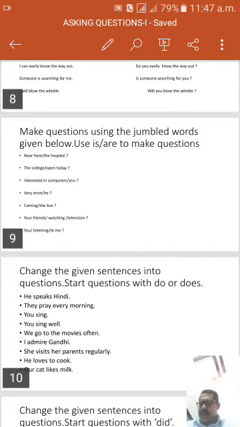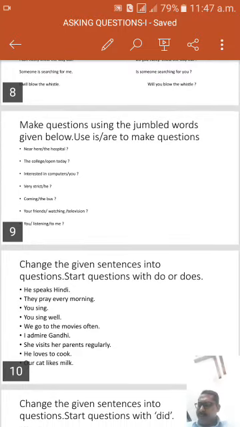Coming the bus. Is the bus coming? Your friends watching television. Are your friends watching television? You listening to me. Are you listening to me? So this is one exercise.